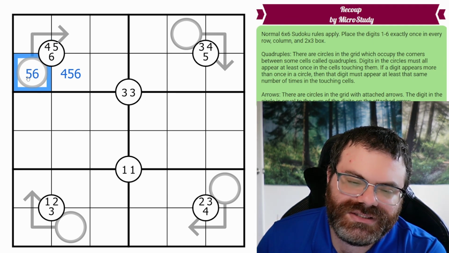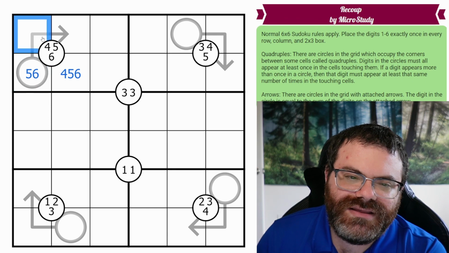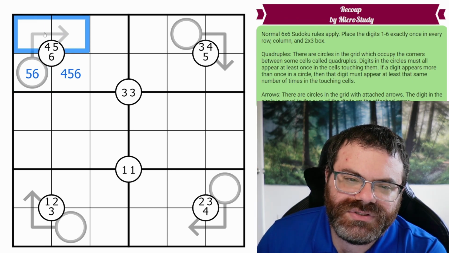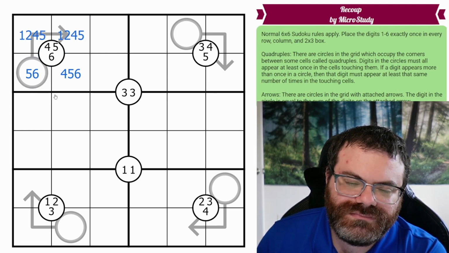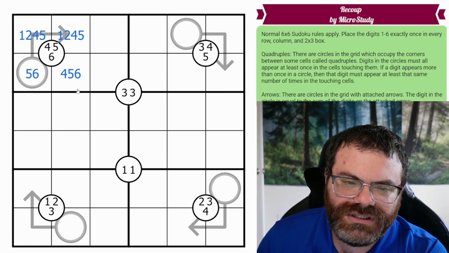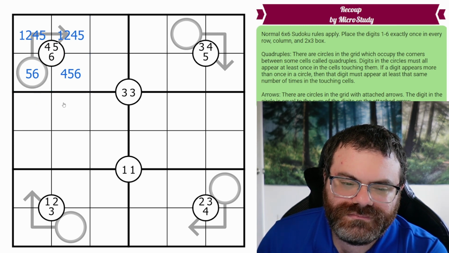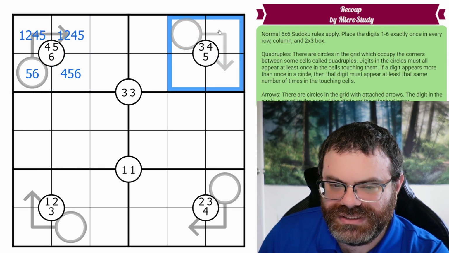So that's going to be 5 or 6. That's why I said this had to be 5 or 6. And then the other one, the 4 or 5, goes on this arrow with a 1 or a 2. Because we could do 4 plus 2 is 6, for example. So this is how I would mark this up. And we can repeat this with these other quads here.